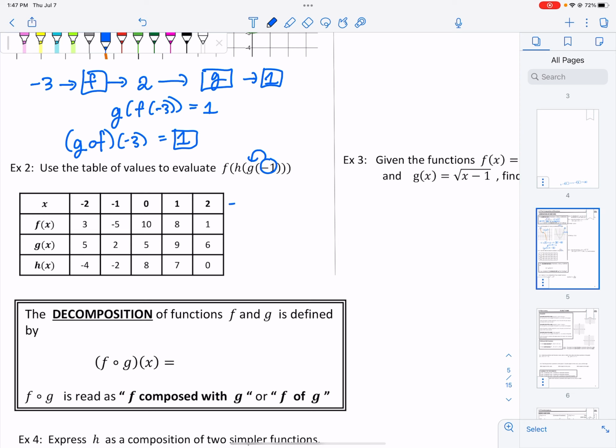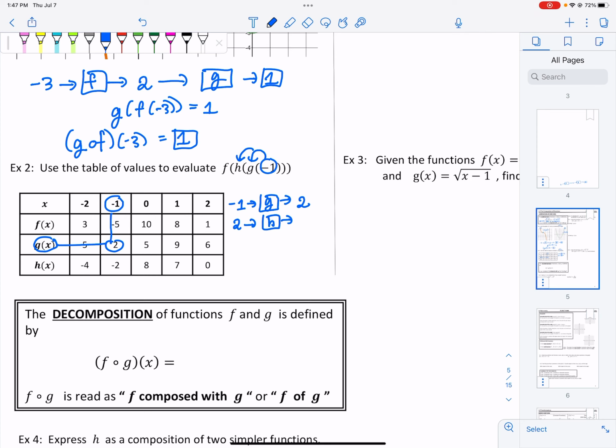Let's see what we get. -1, input that into g. The x value is -1. Input that into g. We get an output of 2. Then we take 2 and input that to the next function, h.